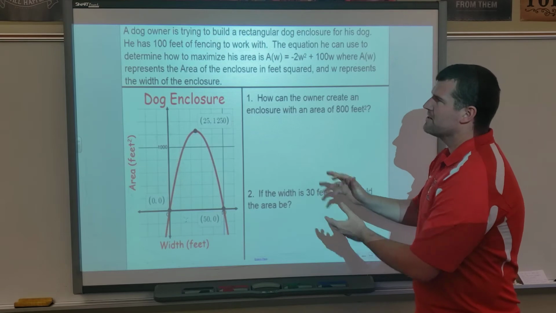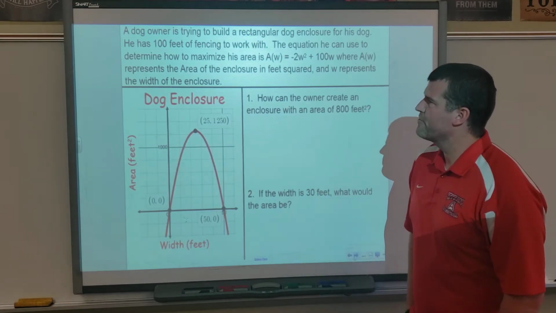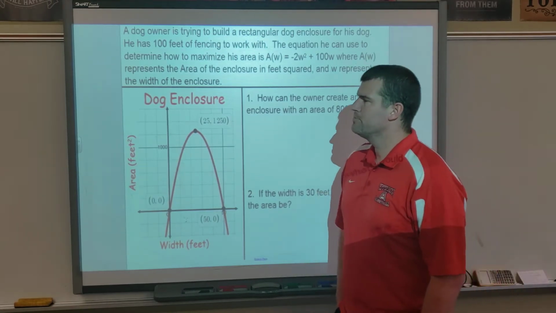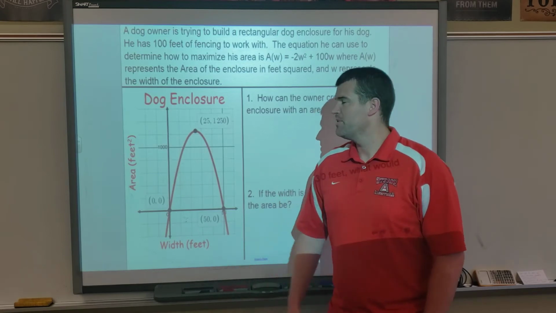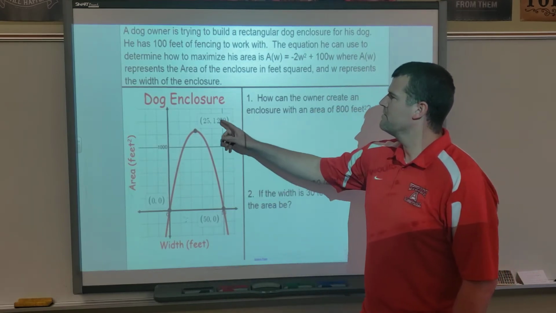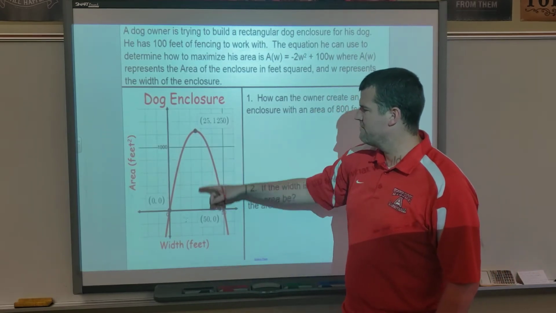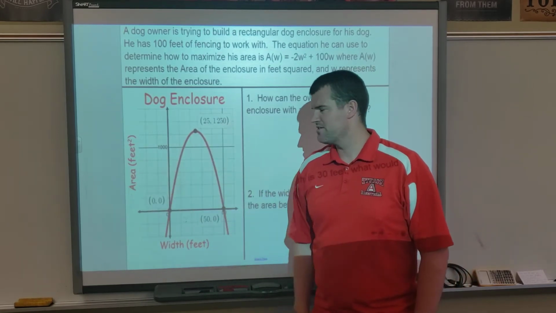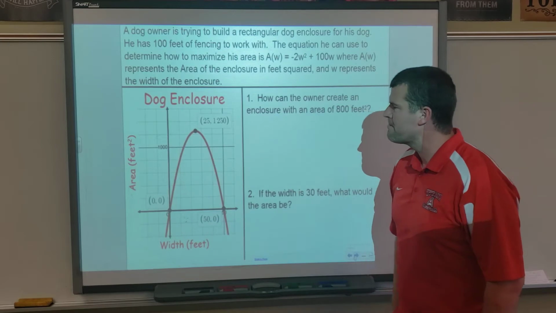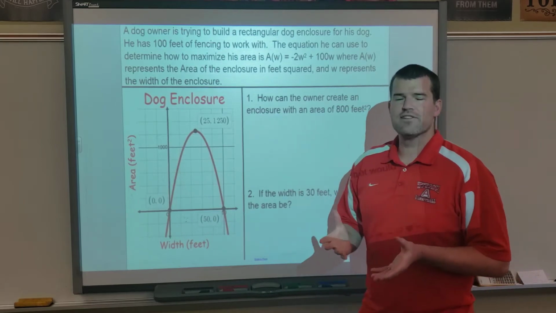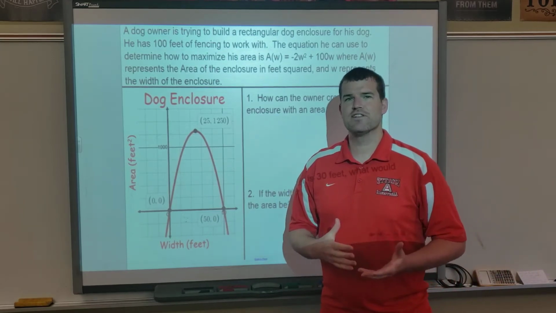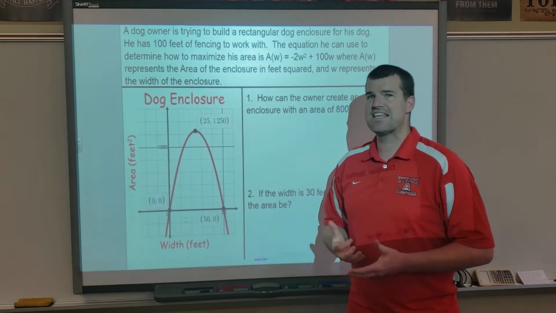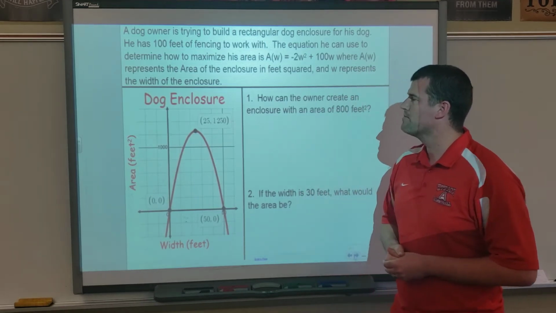So I'm back to the problem that we did last Thursday about the dog owner trying to build a rectangular enclosure. And we talked a lot about the maximum and how 25 was the width and it would give you the maximum area, right? We did questions like that. We talked about the x-intercepts. But we purposely left off a couple of questions because they lead perfectly into what a system of equations is and how we can use it to solve problems.